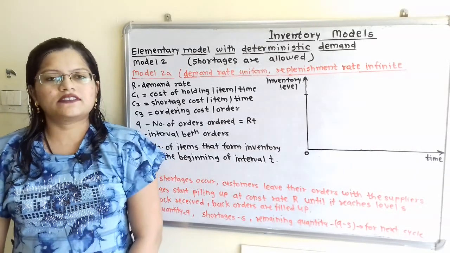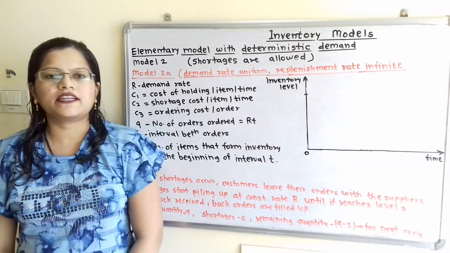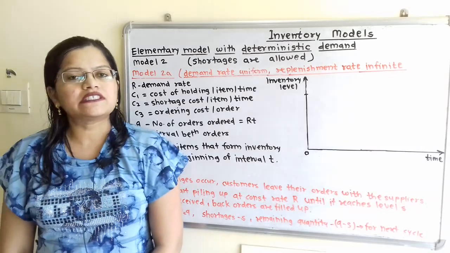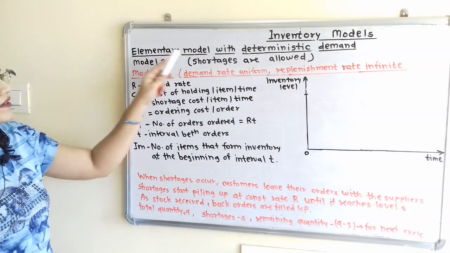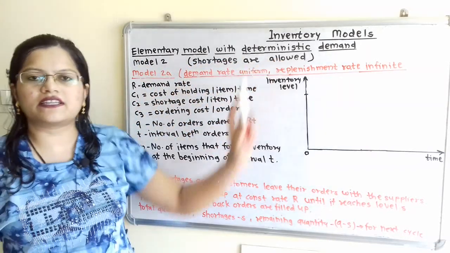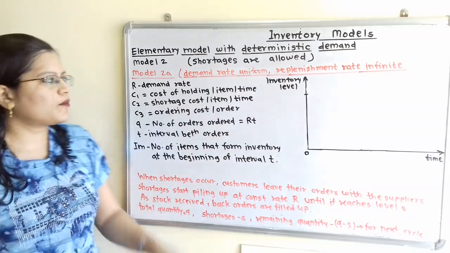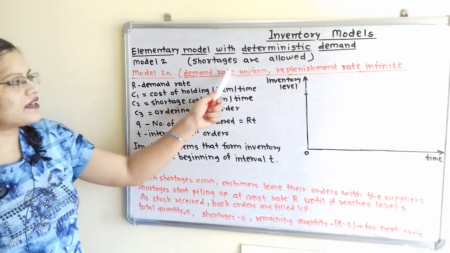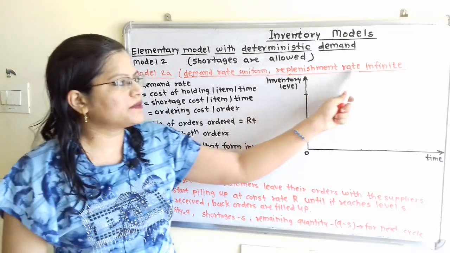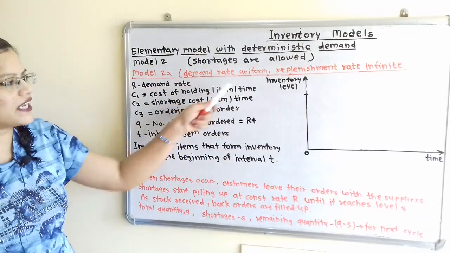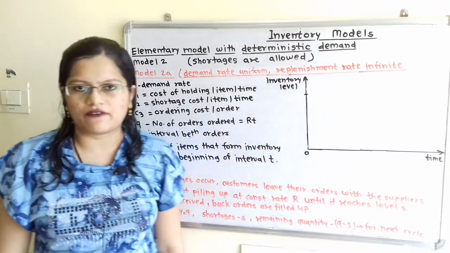Let us understand some important formulae related to inventory model 2A. Inventory model 2 is under the category of elementary model with deterministic, that is constant demand, and shortages are allowed. For model 2A, demand rate is uniform and replenishment rate is infinite. Now we will understand all these characteristics with the help of graph.